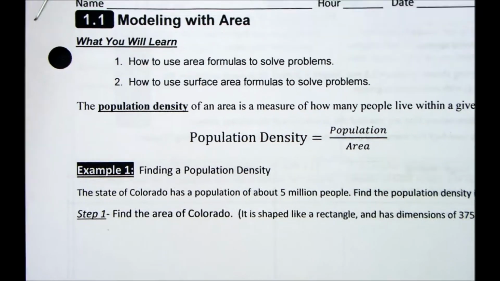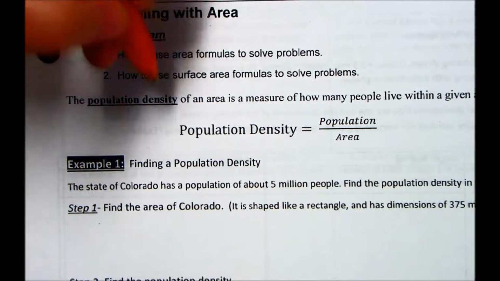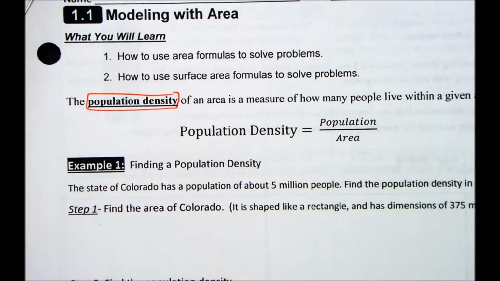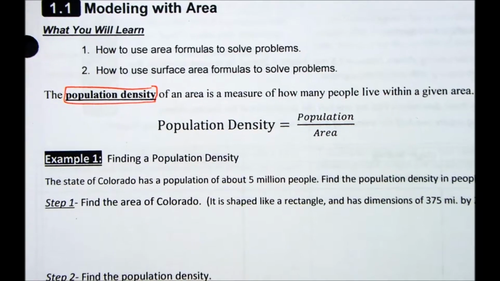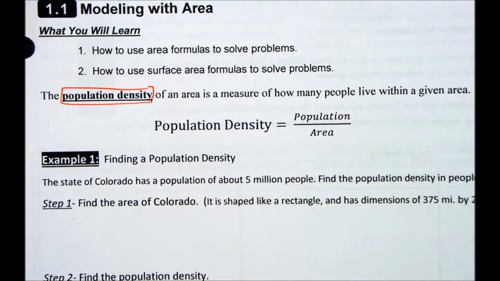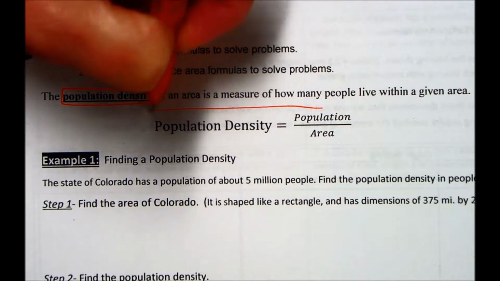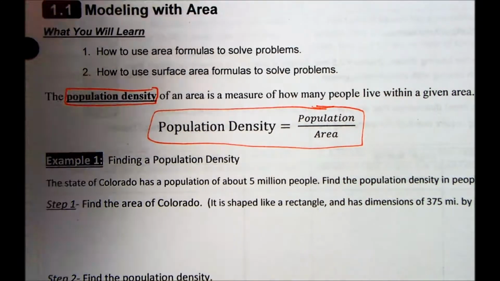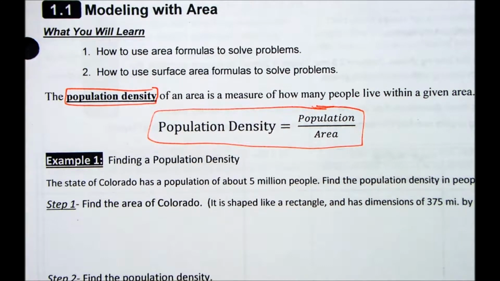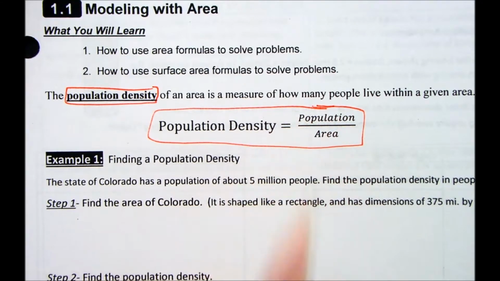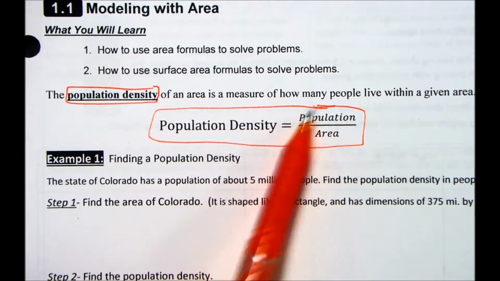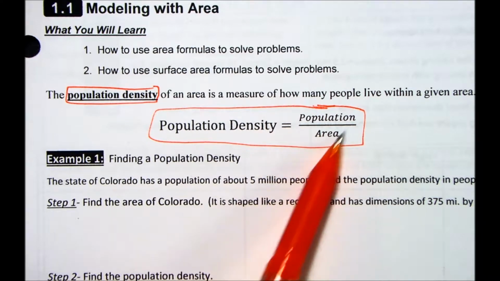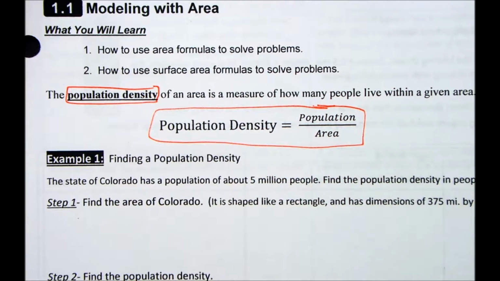One of the formulas that we're going to be using is population density. The population density of an area is a measure of how many people live within a given area. And it doesn't necessarily have to be people. It could be insects or flowers, or this crosses a lot of different spans of study. So, it just depends on population of what. So population density equals the population of whatever you're trying to find over the area that these things are in.